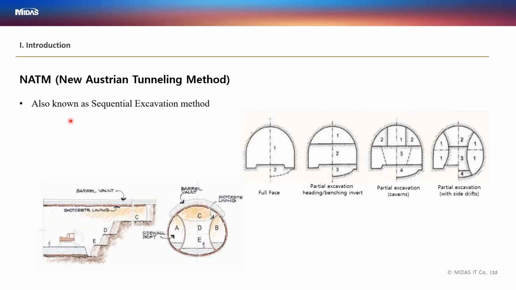So first we discuss NATM. NATM is the New Austrian Tunneling Method, which we also call the sequential excavation method. According to the site condition or the rock type, we can go for either full face excavation or partial excavation. In partial excavation, there are also several types: heading, benching, invert, caverns, and lastly partial excavation with side drifts.